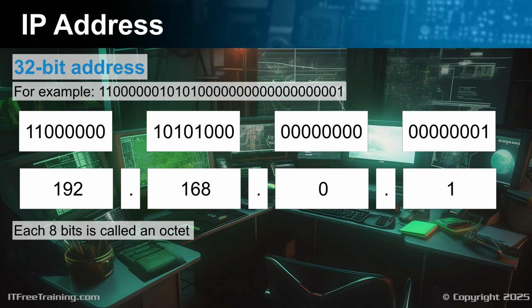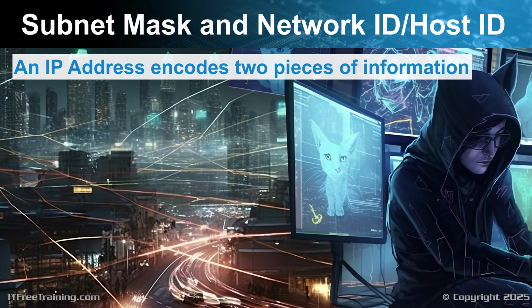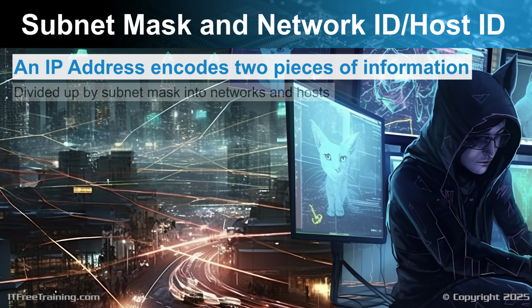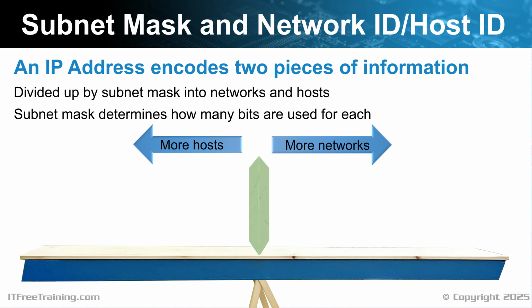The IP address, however, can be further divided. Let's have a look. A single IP address is encoded with 2 pieces of information. This information is divided up using the subnet mask into the network ID and the host ID. The subnet mask essentially determines how many bits are used for each of those. The subnet mask essentially splits an IP address into 2 parts. If you move the subnet mask to the left, your network will support more hosts. If you move it to the right, you get more networks.